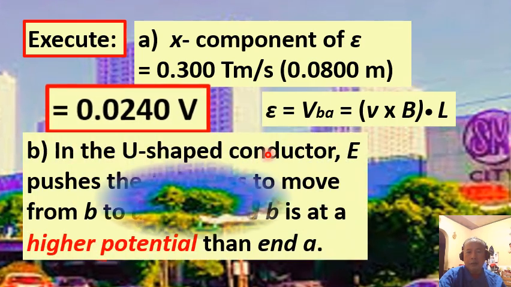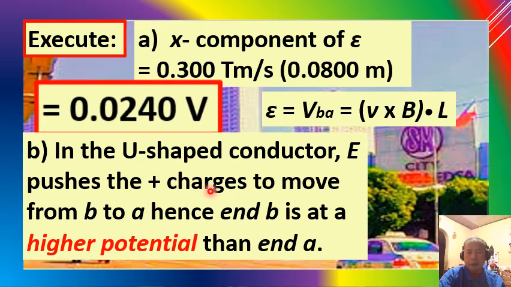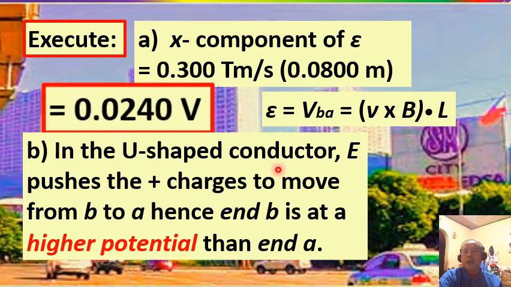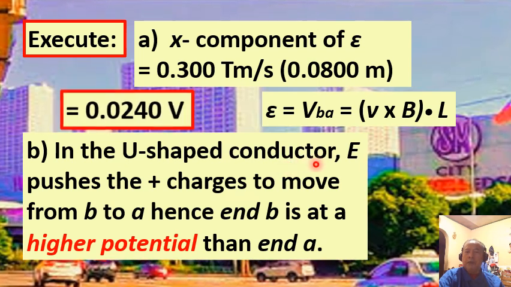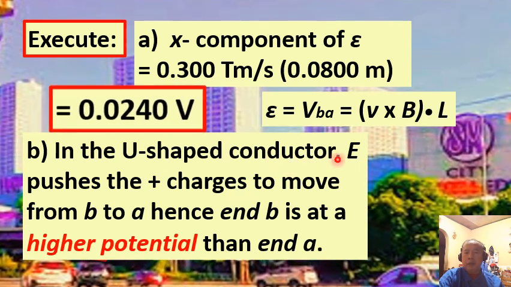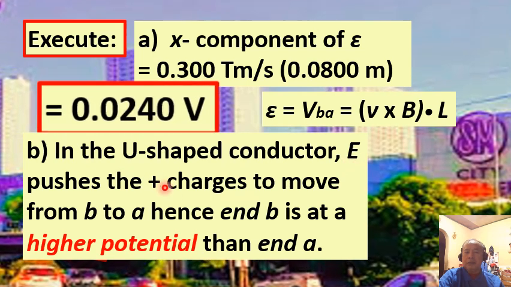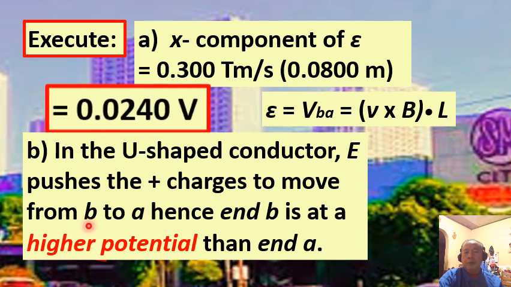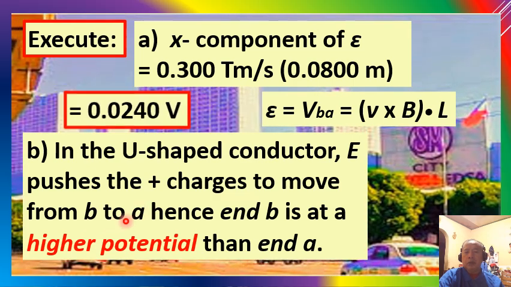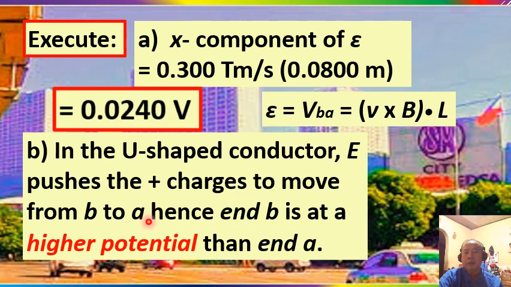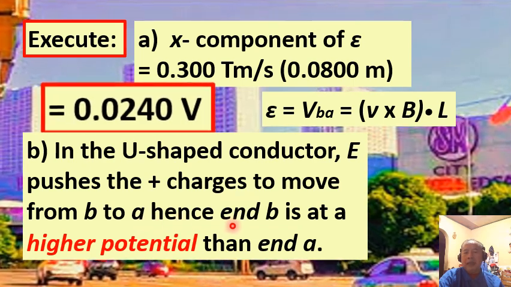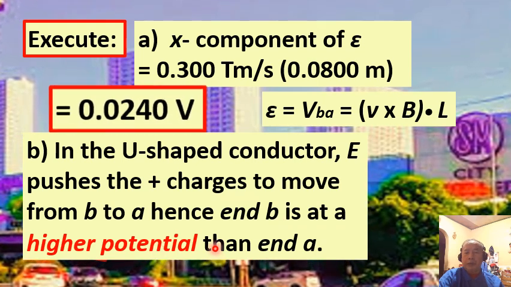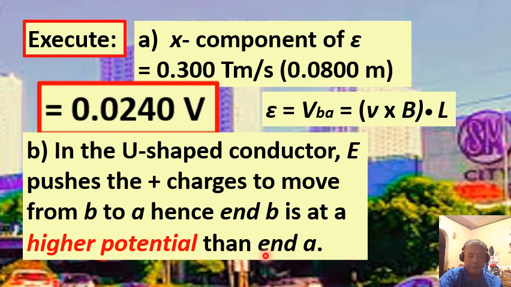And in question letter B, in the U-shaped conductor, you may refer back to our illustration. The electric field capital E actually pushes the positive charges to move from point B or end B of the rod to point A or end A of the rod. Hence, end B is considered at a higher potential compared to end A.